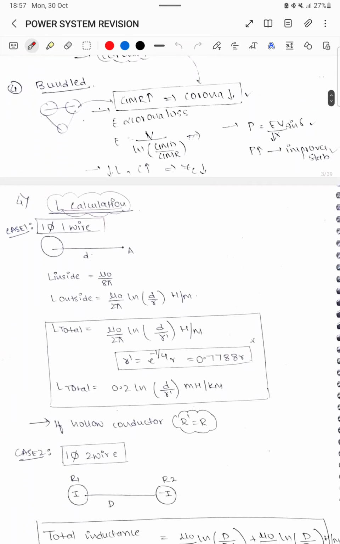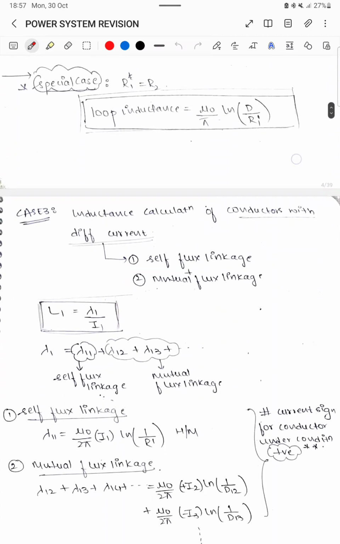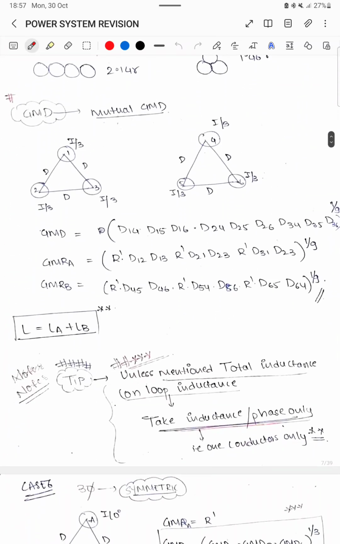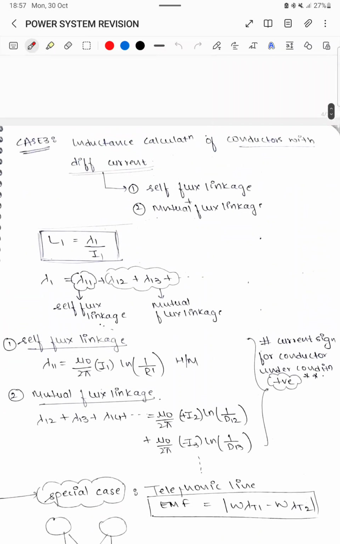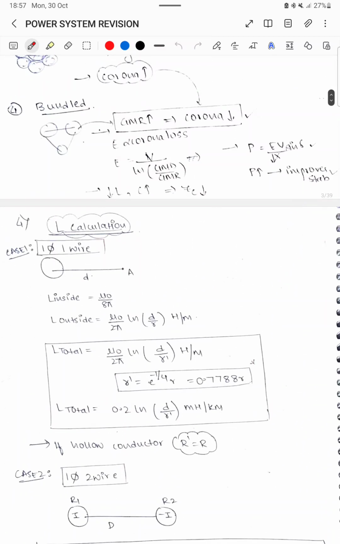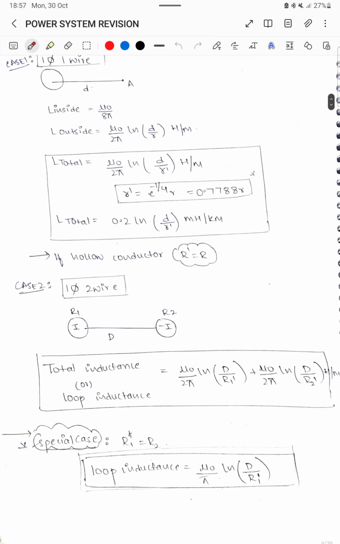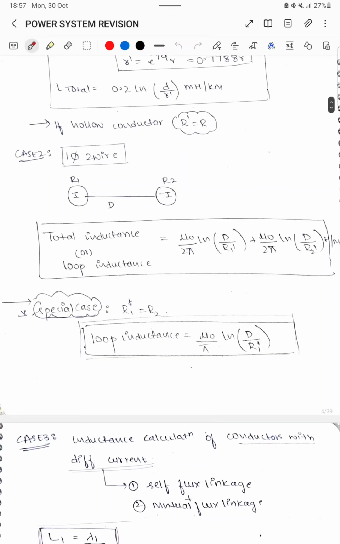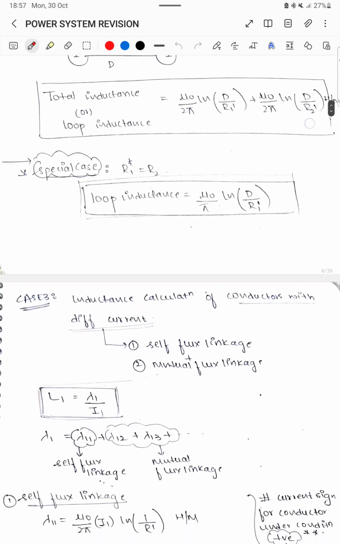Then we will further move into L calculation. In L calculation, we will be looking at altogether 6 cases. The cases go like single phase single wire, single phase 2 wire. In single phase 2 wire, we'll look into one of the special cases as well.